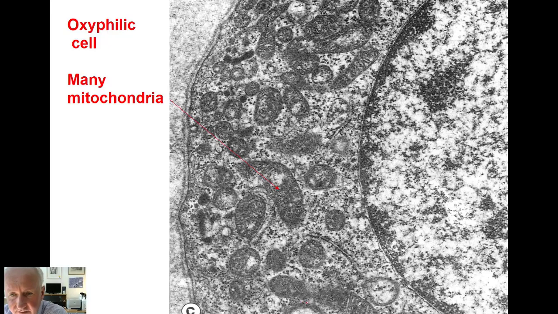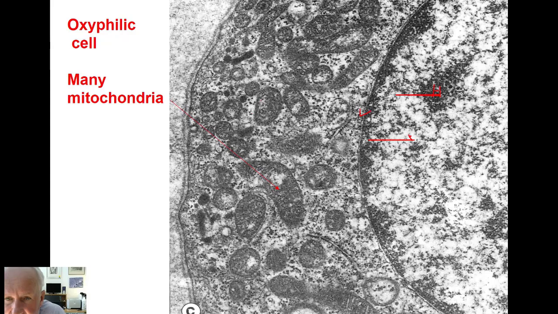Here's a nice electronogram of an oxyphilic cell in the parathyroid gland. So you see here the nucleus. Where's my pointer here? So you see the nuclear envelope. You see the nucleus with euchromatin and heterochromatin, very nicely. You see the nuclear envelope, yes.